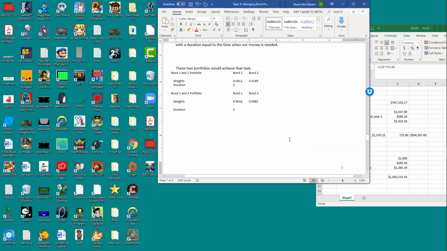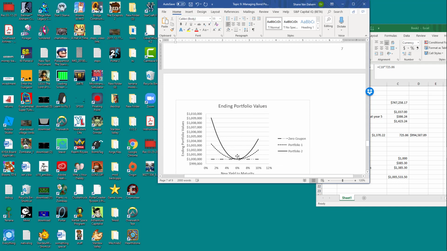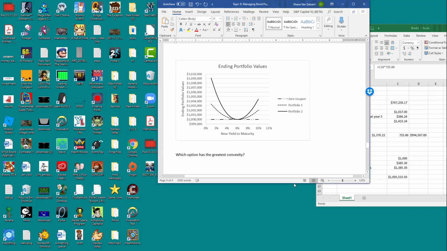Once I do that, and again, I'm going to show you how to calculate this in Excel in the next video, I get 2 portfolios and a zero coupon bond. So you see here the zero coupon bond, there's no change in ending portfolio value with a change in the yield to maturity. I get the same outcome of $1 million because there's no coupons. I bought it at a discounted value to the par value. It increases to the par value during the life of the bond. And so the value of that bond at maturity is the same no matter what happens to the yield to maturity.